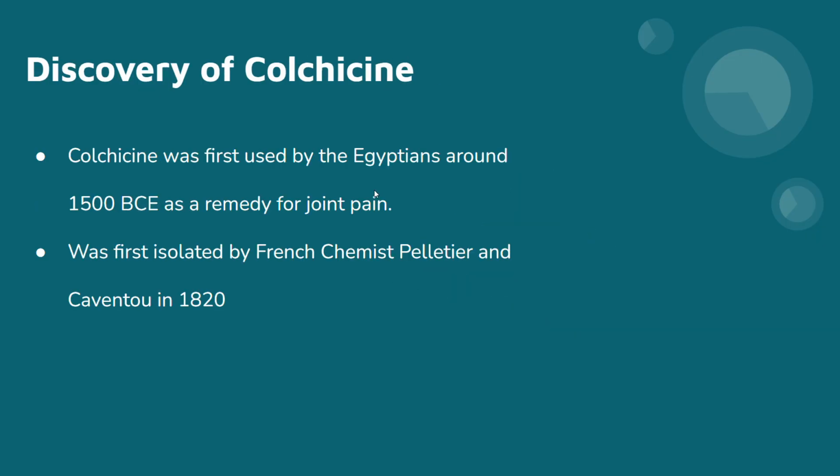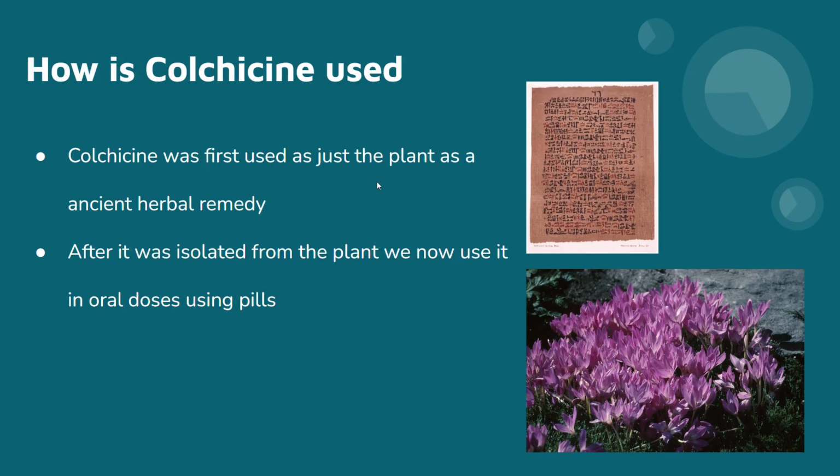Discovery of colchicine. Colchicine was first used by the Egyptians around 1500 BCE as a remedy for joint pain, and it was first isolated by the French chemists Pelletier and Caventou in 1820, but did not receive its name till 1834 by a German chemist.